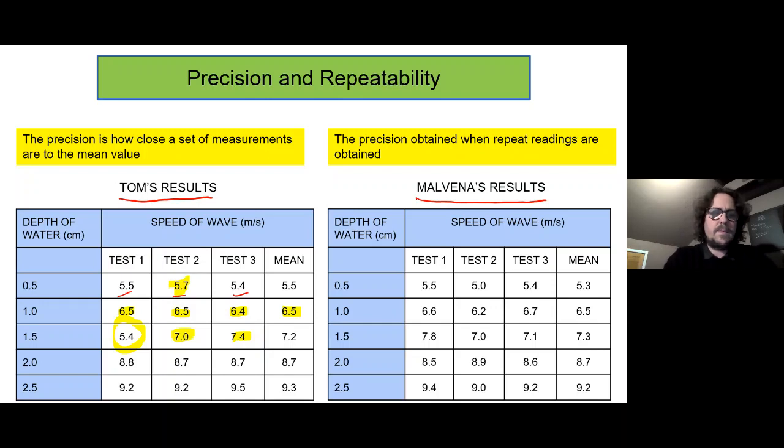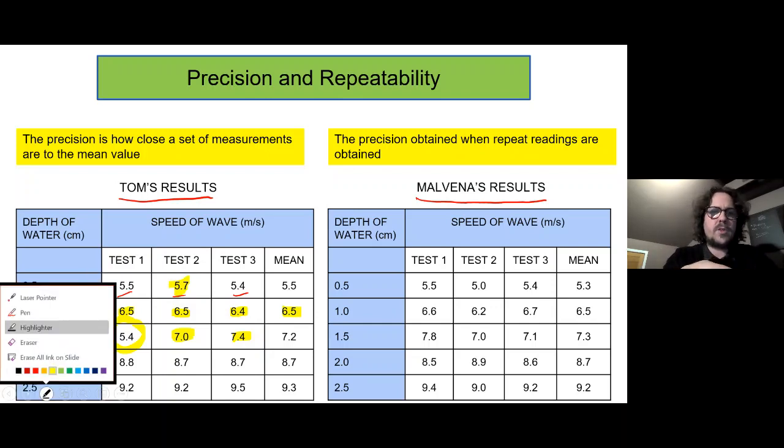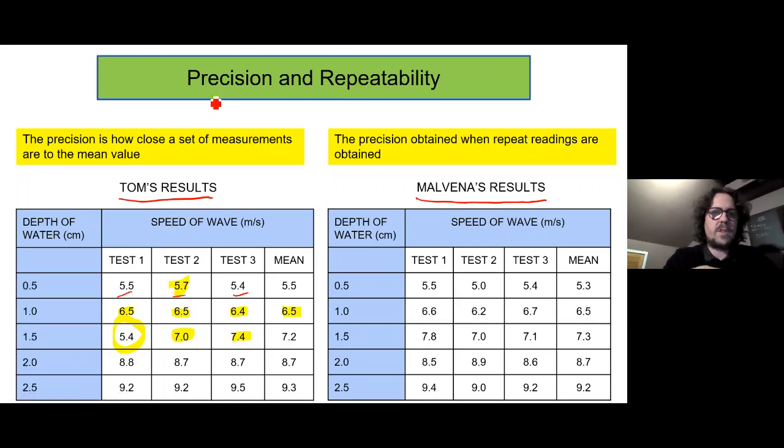Repeatability then. I should put a little arrow for these actually, so we can see which ones we're talking about. So that's precision. And then repeatability, which is this one, is the precision obtained when repeat readings are obtained. So when we have 3 results which are all very similar, then we'd say that the repeatability is very good.